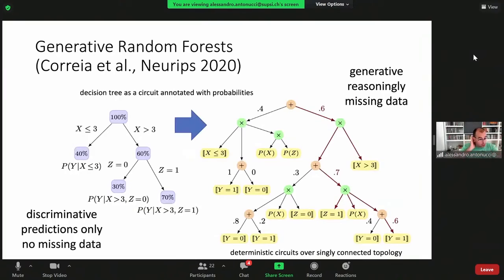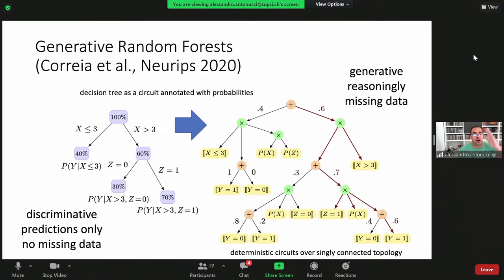Let me talk very quickly, I think you will learn more in 2 days, about generative random forest. Let me start from generative random trees. So single models, these are ensembles. And you might be familiar with classical decision trees. The idea here is very smart, but it's very simple. It is just to describe a decision tree as a circuit.